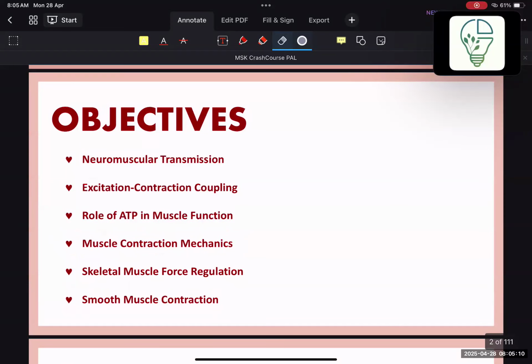Today, we're going to be discussing neuromuscular transmission, which is essentially how your body turns a nerve signal into an actual physical contraction. Then we will be going over excitation-contraction coupling, which is something that we took in foundation. Then we will be taking a look at the role of ATP in muscles and where exactly we get this ATP from. Then we'll look at muscle contraction mechanics and the force regulation, and these 2 topics are going to involve some graphs. And then finally, we're going to take a look at smooth muscle contraction, and we will be comparing it with cardiac and skeletal muscle contraction as we are going through it. Let's just begin with the lecture.